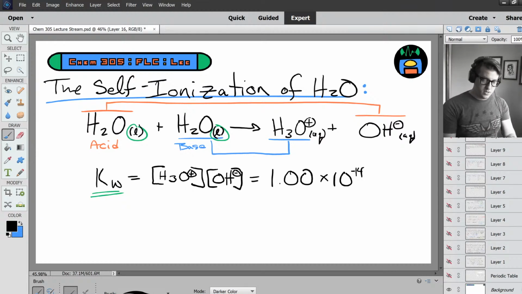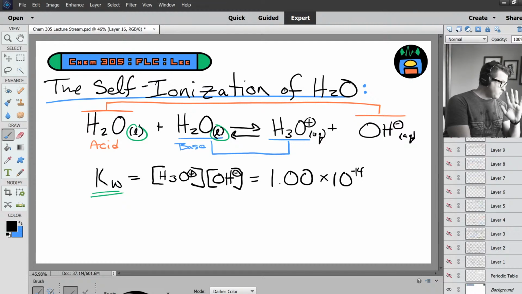It's very small, so you can tell that this equilibrium favors the reactants over products, right? Because it's very, very tiny. But there are a couple things that I want you to take away. This self-ionization of water happens every time you have water in contact with water. So technically, there's no such thing as pure water, because if you have water by itself, it will react with itself in this equilibrium. So you'll have small amounts of hydronium and hydroxide present in every sample of water you touch. All right?